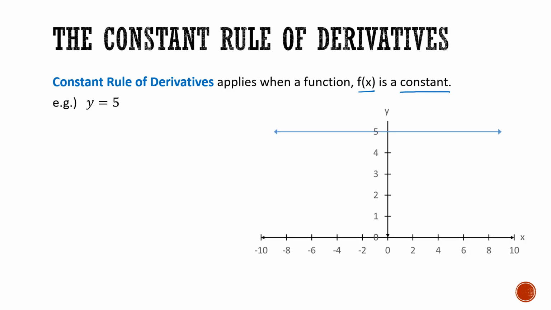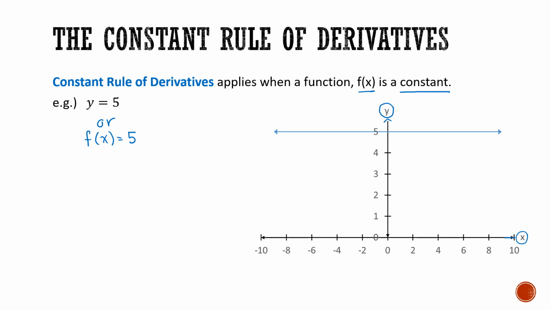So let's use the example of y is equal to 5. Here we have the function y is equal to 5, or sometimes we might write this as f of x is equal to 5. We're saying f of x because the way we have it shown here graphically is that y is a function of x. We have x on the horizontal axis right here and y on the vertical axis right here. And we're showing y as a function of x.